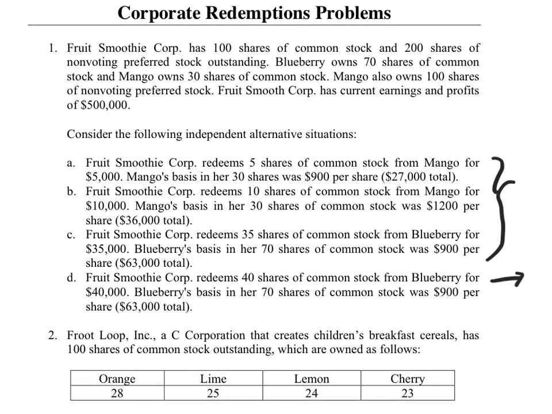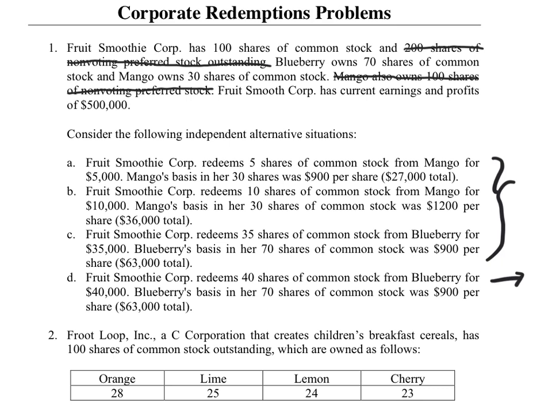So in D, we're just focusing right now on this problem 1. So remember, we have 100 shares of common stock outstanding. We don't care about the 200 shares of non-voting preferred stock because for purposes of redemption, we just ignore that. So Blueberry owns 70, Mango owns 30 of the common stock, and again, we can ignore anything about preferred stock, so we can just cancel that out right there. We're also told that the corporation has earnings and profits of $500,000. So that's important because if there's a distribution, it's going to be treated as a dividend because there's a lot of earnings and profits. That's why that's important.